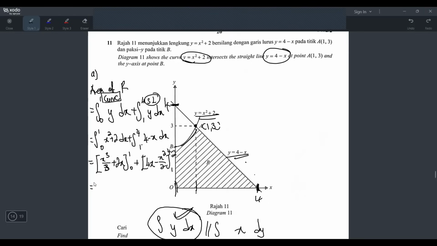Okay, until here you can open 2 bracket. Okay, why 2 bracket? One bracket is for you to sub 1 inside, another bracket is for you to sub 0. And don't forget tengah-tengah kena minus. So when you sub 1 inside, you'll get 1 over 3 plus 2. When you sub 0, you just get a 0 because 0, like 0 0, everything 0. Okay, plus this one also you have to open 2 bracket. 2 bracket. The first bracket is for you to sub 2 inside.